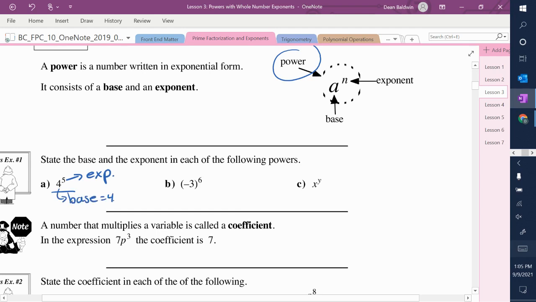Okay. What about B? What is the base here? -3 is the base. I'll write B for base, and the exponent obviously is 6. Okay. Next little bit of terminology.